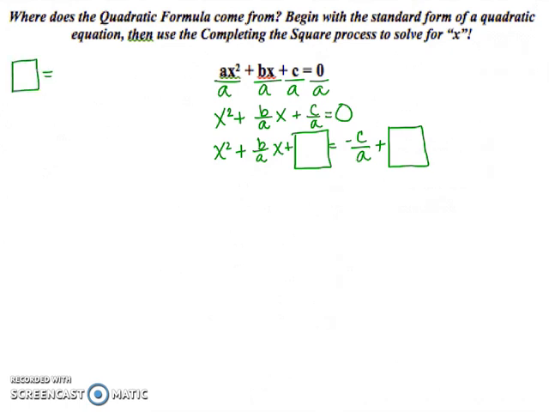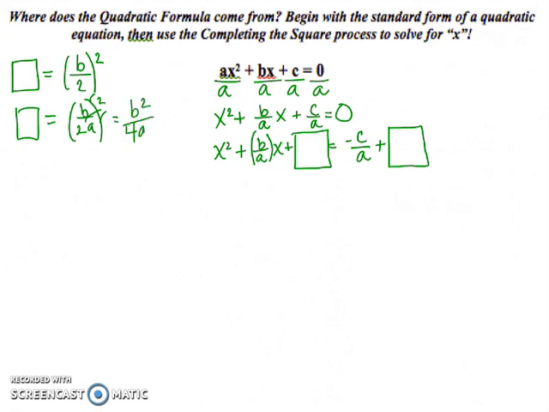And what goes in the box is always your b term divided by 2 and squared. In this case, our b term is actually b over a, right? So our box specifically is going to be b over 2a squared, which when we follow our exponent rules and we sprinkle that exponent, we end up with b squared over 4a squared. So b squared over 4a squared is what is going to go in our box on both sides.